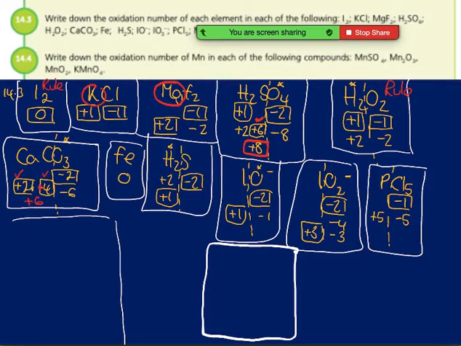For the PCl5, chlorine is -1. I have 5 of them, -5, which makes the phosphorus have to be +5.